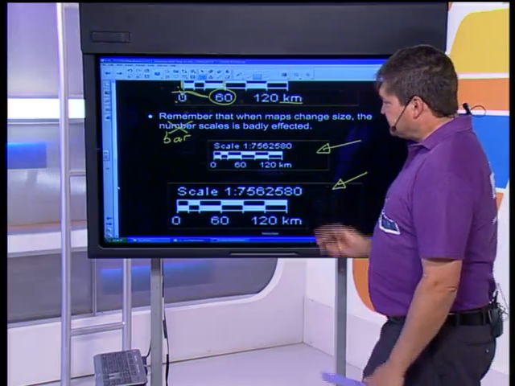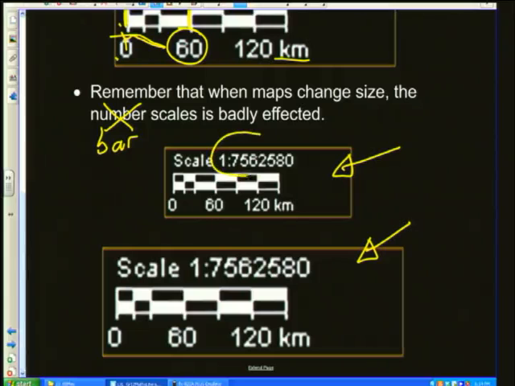Can you see that in our word, we're saying 1 unit on the map represents, what does it represent? 7,562,580 units in real life. Here, the number scale is saying exactly the same thing. That 1 unit on the map represents 7,562,580 units in real life.